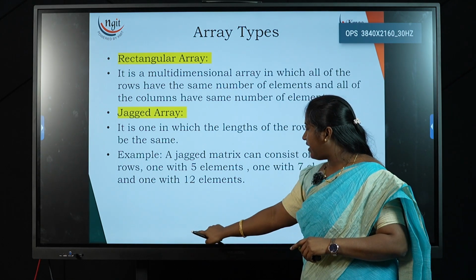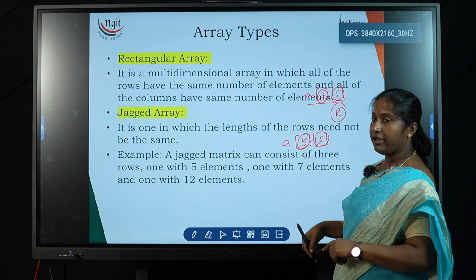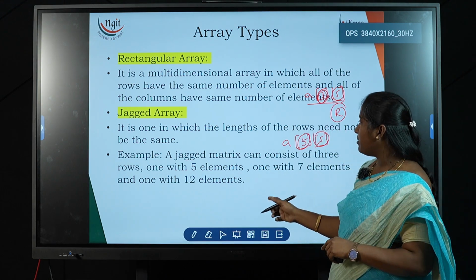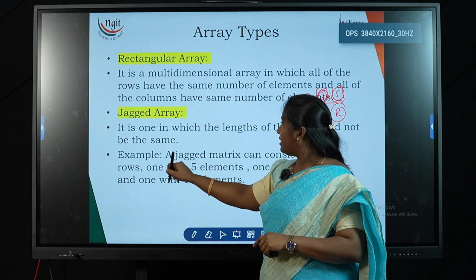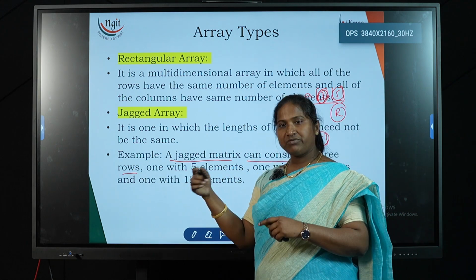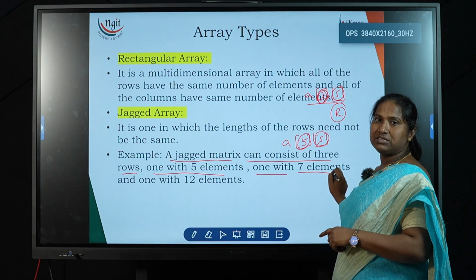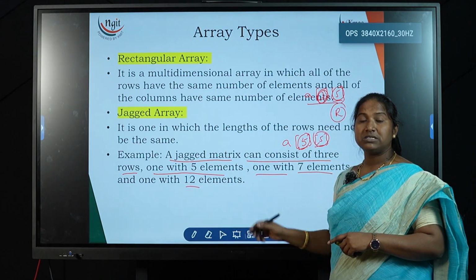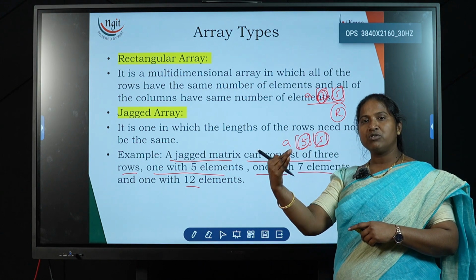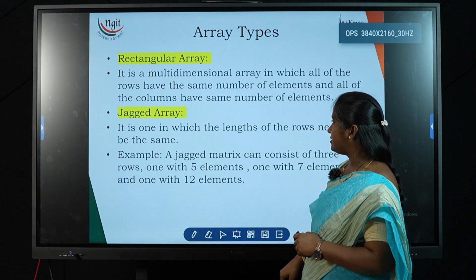That means if I take the same example, A 3 by 5, all 3 rows will not have the same number of elements. That is what a jagged array is. Now, you can find the same difference in an example: a jagged matrix can consist of 3 rows, one row with 5 elements, another row with 7 elements, and another row with 12 elements. That is a jagged array. A rectangular array is one where, if you have 3 rows, all 3 rows have an equal number of elements. Those are rectangular and jagged arrays.